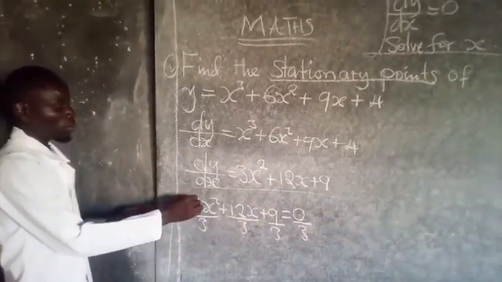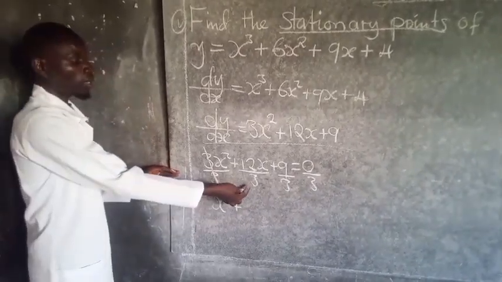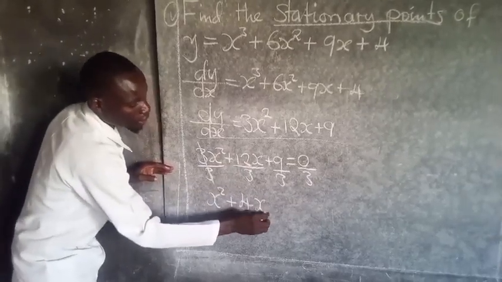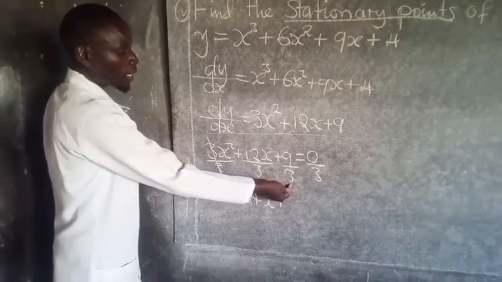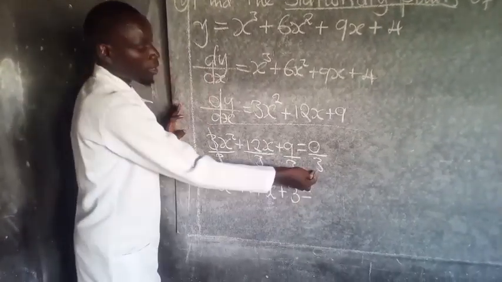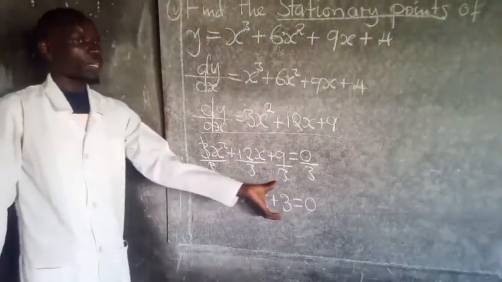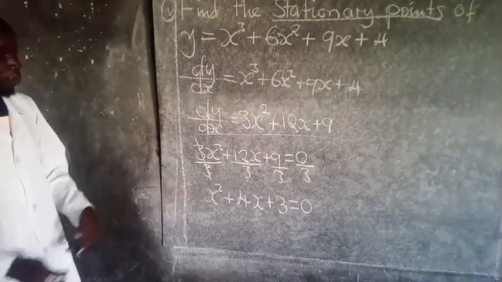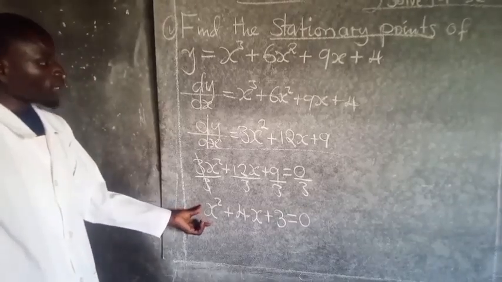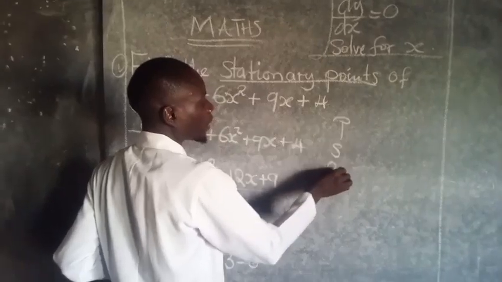Therefore, 3 divided by 3, the answer will be x squared plus, then how many times can 3 go into 12? The answer is 4x, then plus, how many times can 3 go into 9? The answer is 3, is equals to 0 divided by 3, the answer is 0. Okay, so upon finding this, this is the equation again. So when you reach this stage, you are going to find what we call the product, sum, and the factors.